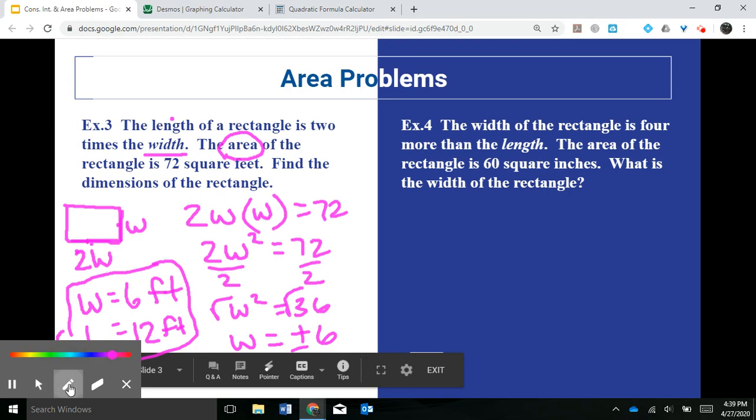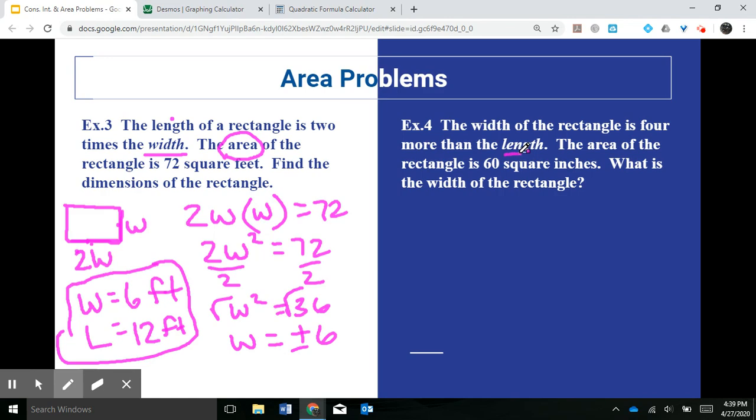All right. So the last problem, it says the width of the rectangle is 4 more than the length. So this time they're comparing the width to the length. So when I do my labeling, there's my rectangle. I'm going to say this is the length this time because they're comparing the width to it. So it makes it a lot easier for me to write the width using L. The width of the rectangle is 4 more than the length. So that means length plus 4. So now, since the area is 60, I can say length times width equals 60.